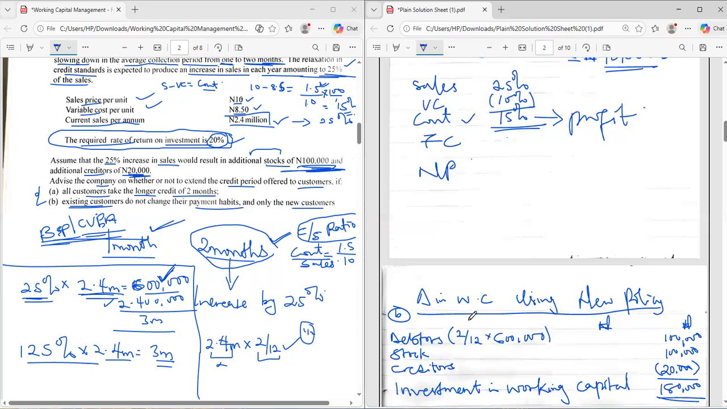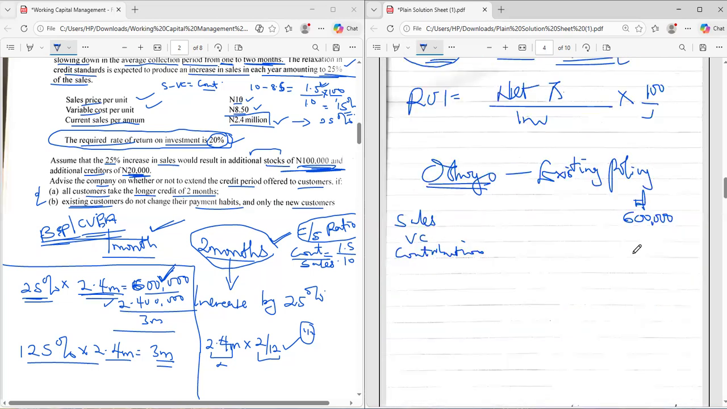Oh yeah, let's go down and put our contribution there: 90,000. So your variable cost will now be what? 600,000 minus 90,000. What do we have? 510, Abi. 510. So minus it. Yes, this is how we're going to do it.